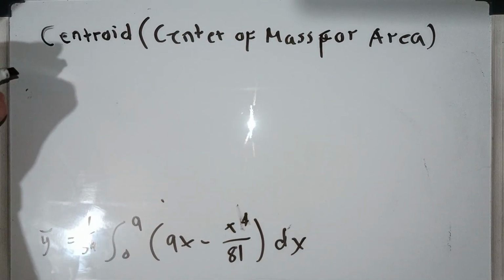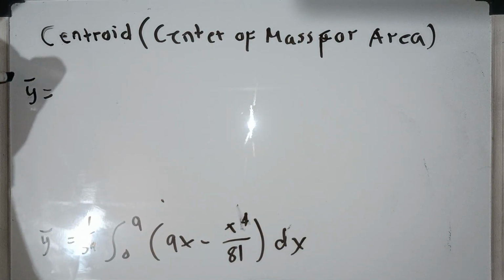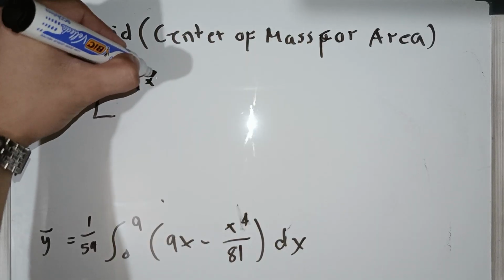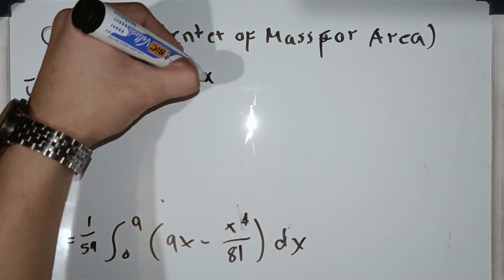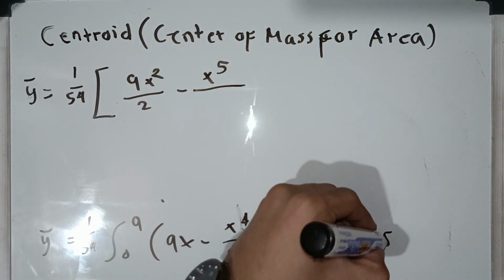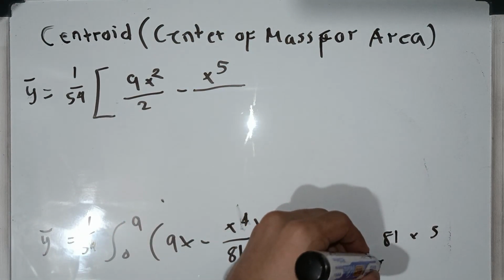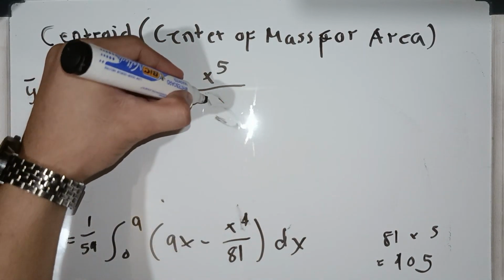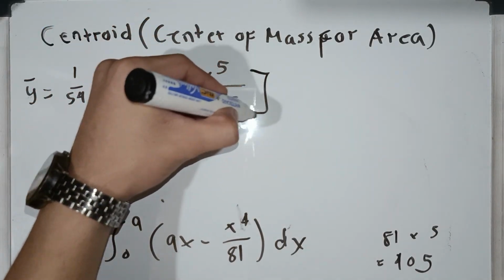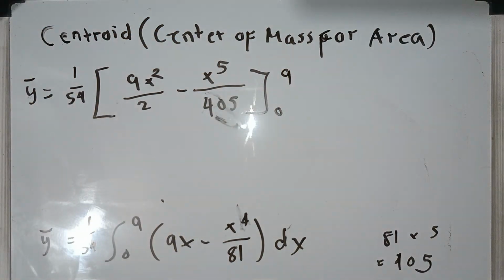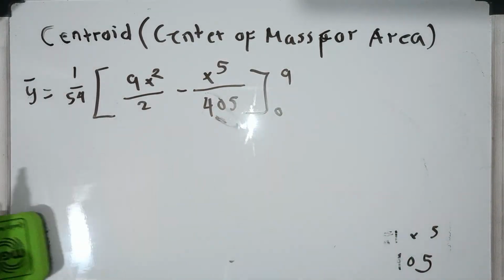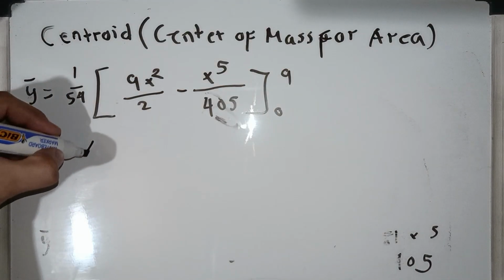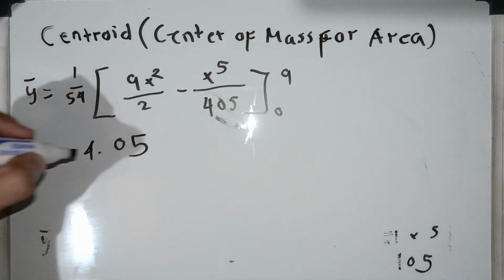So let's integrate. So y bar is equal to 1 all over 54 multiplied by 9x squared all over 2 minus x raised to 5 all over 81 times 5, which is equal to 405. So 405 here, and we have the limit from 0 to 9. So we can now solve this using our calculator. So y bar now is equal to 4.05 units.